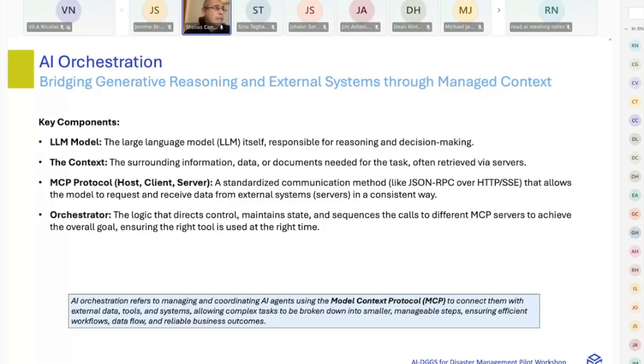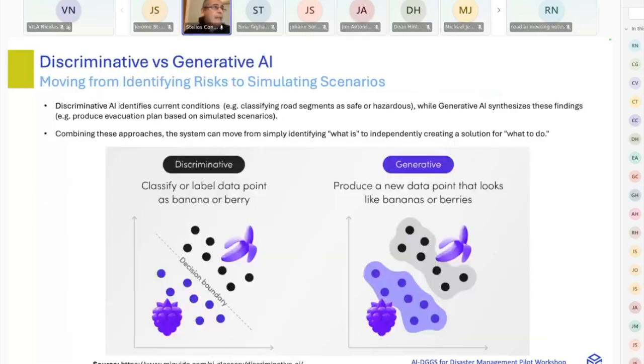And the key components here are the LLM by itself, the context, which is all the information that gets into the model, data and documents, the MCP protocol, which comprises the host, the client, and the server where we get the data, the host that runs the protocol, and the orchestrator, either an in-house software or a LangChain system or something else.